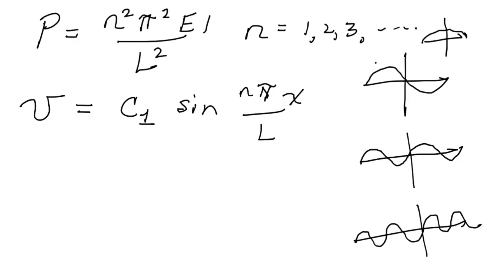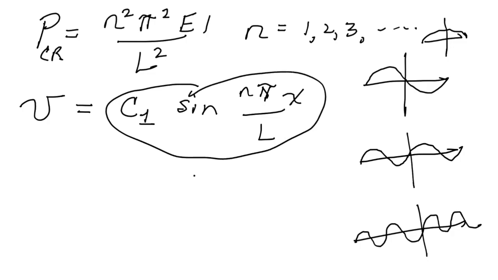Okay, so we're going to call these guys up here critical loads. So these are the loads that generate solutions to our differential equation. And we know if we apply a load of this magnitude, we know what the shape of the deflected column will look like because we have the solution. Sometimes these are called mode shapes.